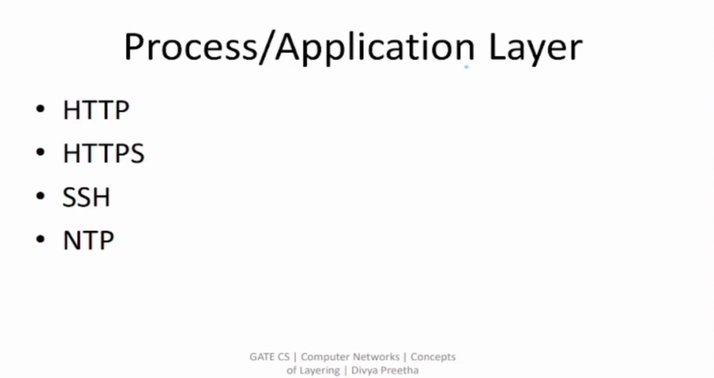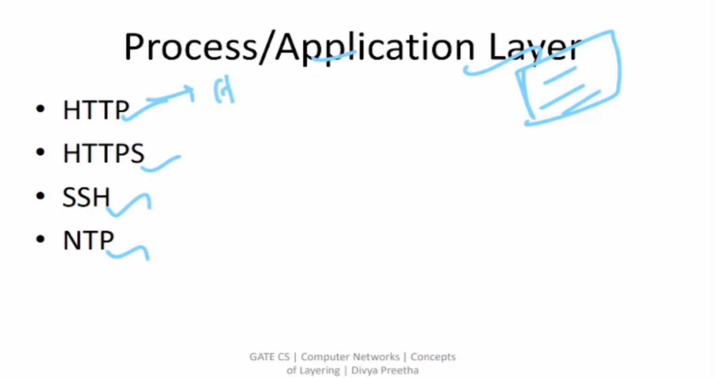The application layer just provides the user interface, just like we saw in the OSI model. The protocols in this application layer are HTTP, HTTPS, Secure Shell, then Network Time Protocol. HTTP is mainly Hypertext Transfer Protocol. So every web page will be encoded using this HTTP. HTTPS is for the extra security.